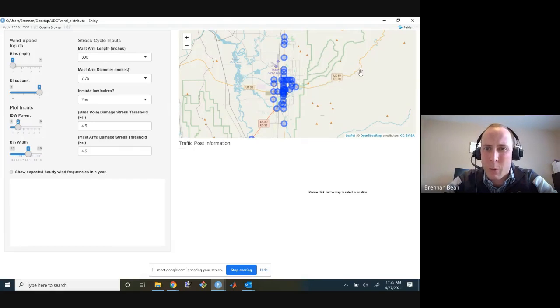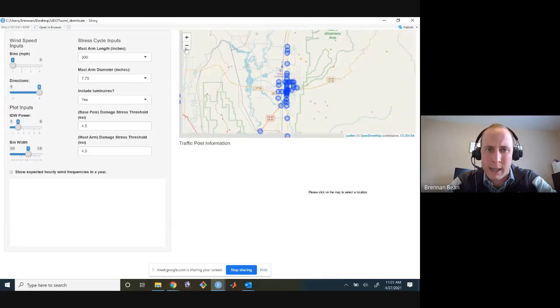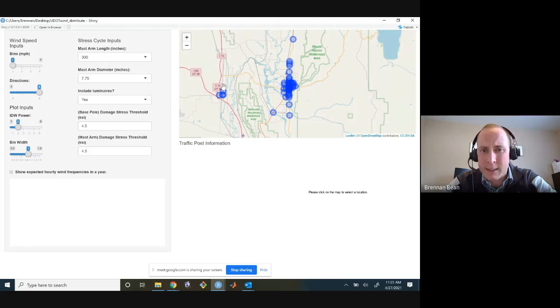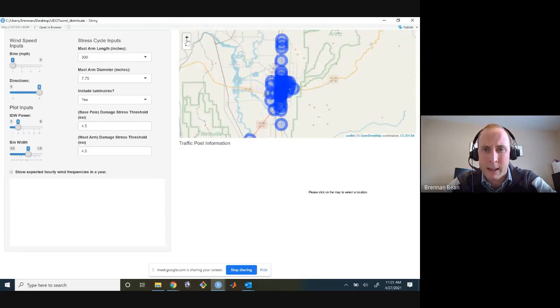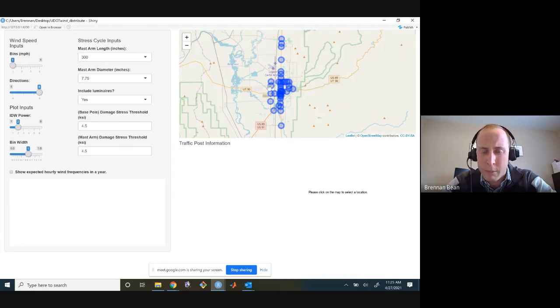So what we have here in the upper right corner is a point and click map of Cache Valley. You can zoom in and out. The blue circles are the places where we have traffic information based on what I was able to find in the UDOT database. It includes some things in Box Elder County, but the app only works for poles selected in Cache County because that is where we had wind information.